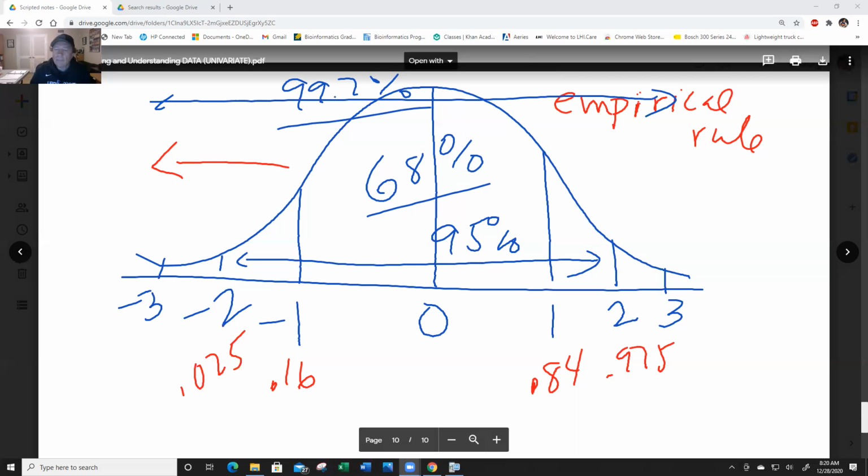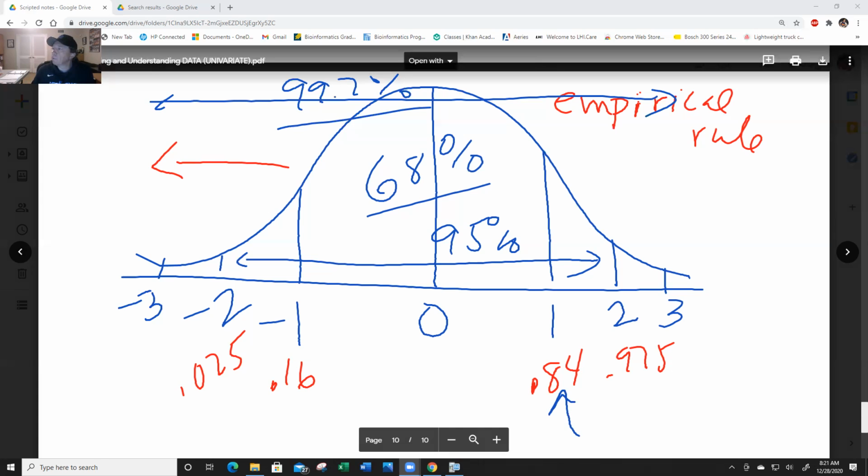And then, like I said, the first z-score is the 84th percentile. The second is the 97th and a half. And the third is almost 100%, 99.8 or something. There's a table that we're going to show you.